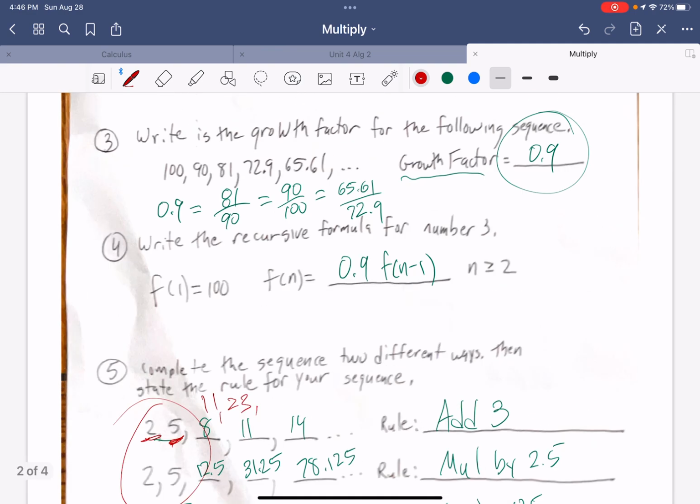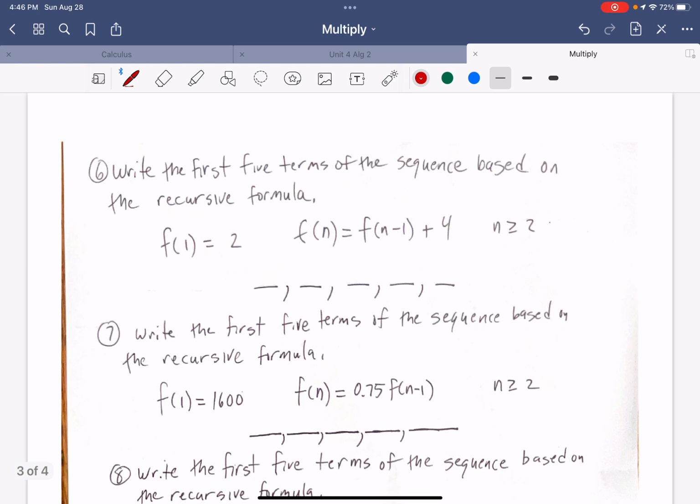So that takes care of the first page. Okay, now we go to the second page, and it says, write the first 5 terms of the sequence based on the recursive formula. So on the first page, it gave us a rule, and we had to follow along here.